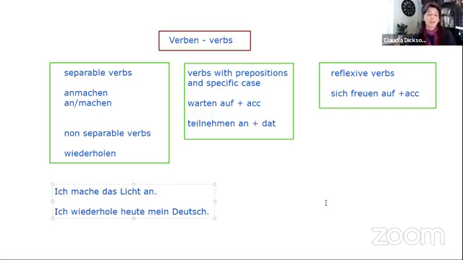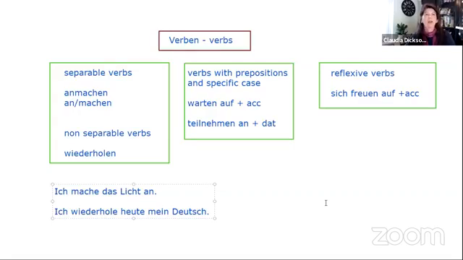Now, the next group of verbs, which is a very large group as well, are verbs with prepositions. And these prepositions take a specific case. So basically, warten auf. So when you're using warten auf, it would always go with the accusative.